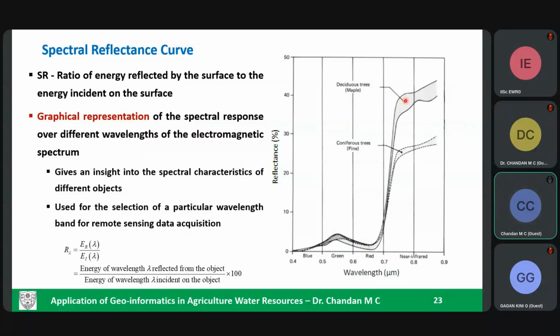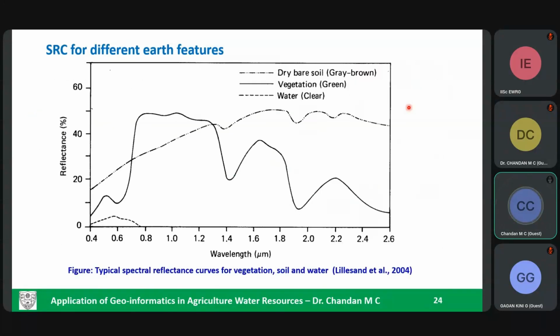But when I reach the infrared region, that is beyond 0.7 micrometer, you can see a clear difference in the spectral response for coniferous trees as well as the deciduous trees. This is one of the major inputs in remote sensing, which helps us to track the vegetation and of course its health. In this figure, you can see the SRC, that is the spectral reflectance curve, for soil. This is for vegetation, the continuous line. And water does not show much of a curve beyond the visible region.